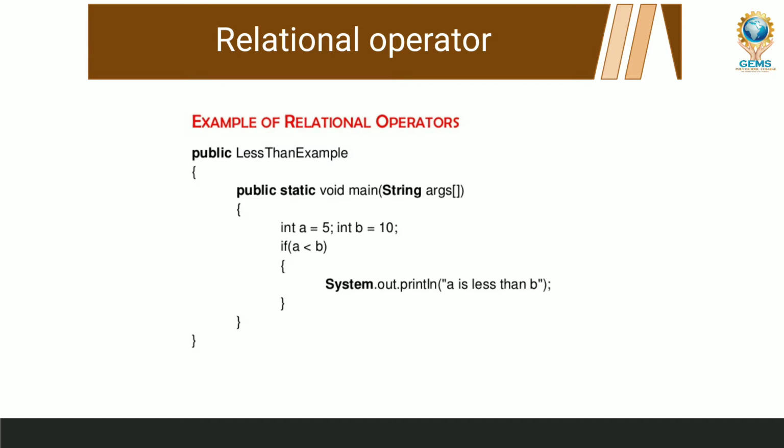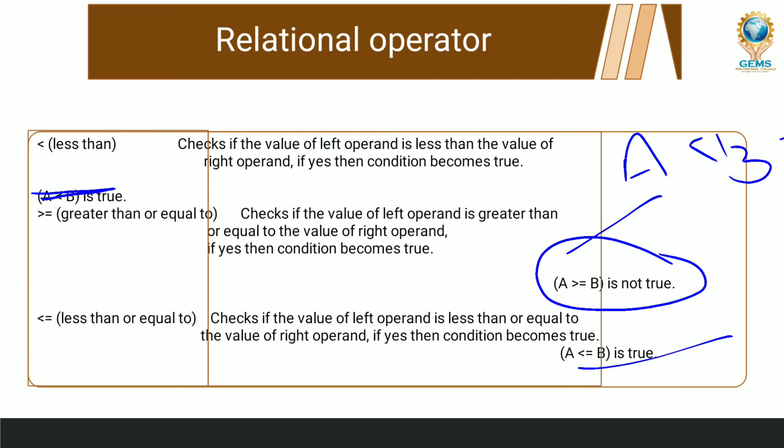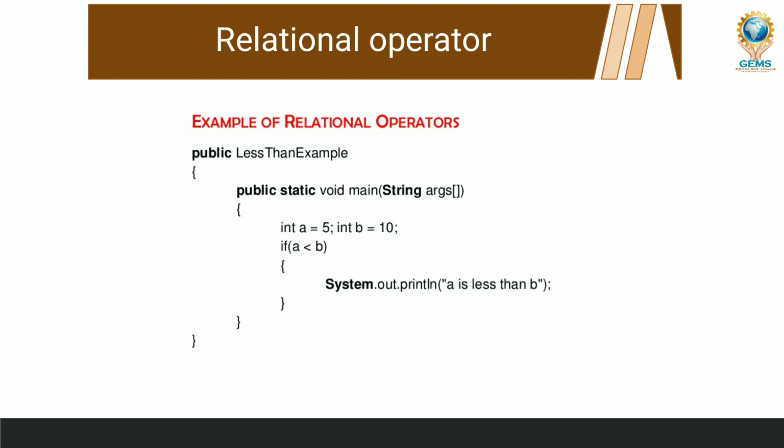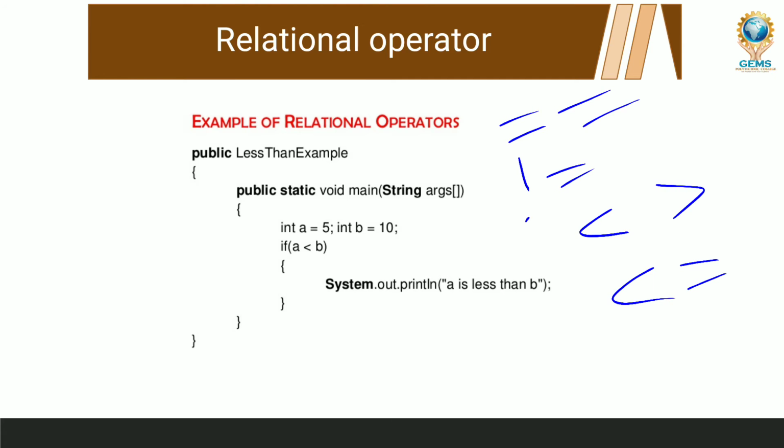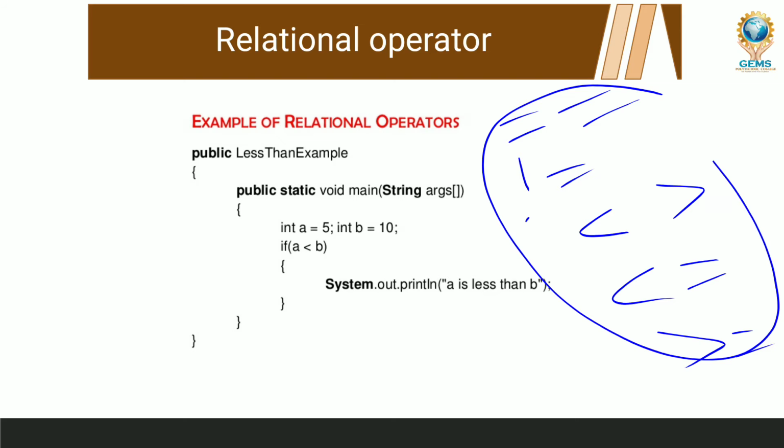So what we have seen: first the equal to symbol, then the not equal to symbol, then less than, greater than, greater than or equal to, and less than or equal to. These all are relational operator symbols.